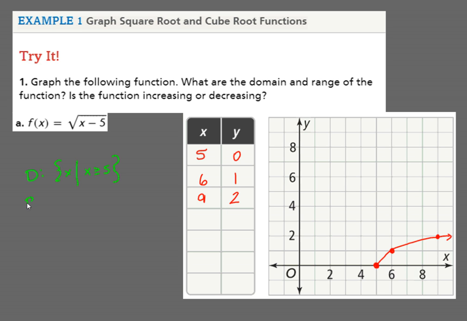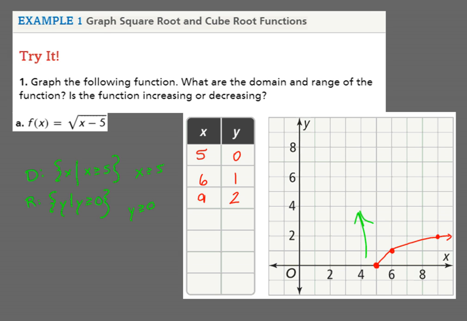The range will be y's such that y is greater than or equal to 0, because it never is going to come back this way. It's always going to stay up here. It's never going to drop below the x-axis. Another way to write this would simply be x is greater than or equal to 5 and y is greater than or equal to 0. Your book uses this notation. I've just been taught to use the other, so that's my default.